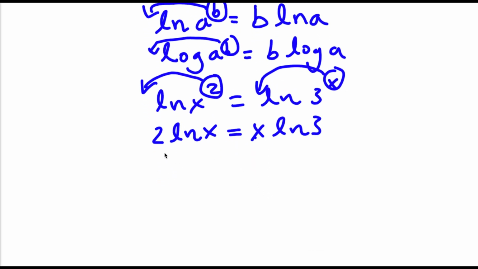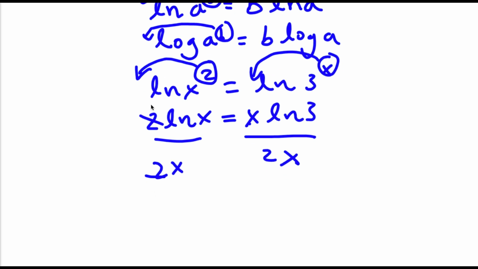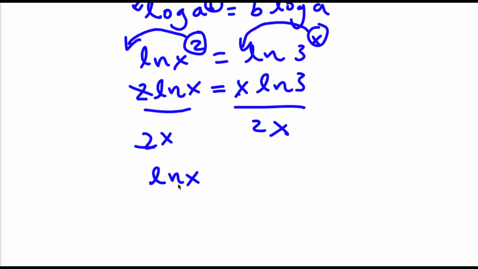So now what I'm going to do is I'm going to divide both sides by 2x. So then for my left-hand side here, these two 2's will cancel out, so I'll be left with ln x over x. And now this is equal to, for my right-hand side, the two x's will cancel out, so I'll be left with ln 3 over 2.